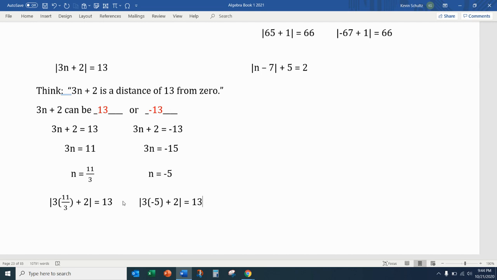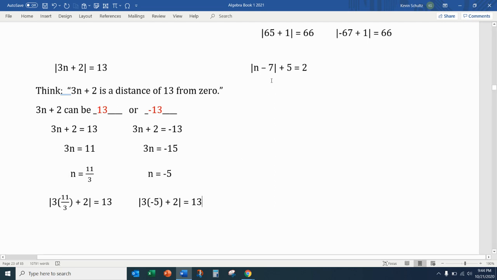Once we get the absolute value bars by themselves, which in all 3 examples that we've done so far they already have been, we look and see what's inside, and we think of that expression as a distance from 0. In this last example, it was 3n plus 2. We set that expression equal to both the positive and negative value of our solution, because both of those numbers, 13 and negative 13, are a distance of 13 from 0. We solve each equation, we get our solutions, plug them back in, we check, and we make sure it works.